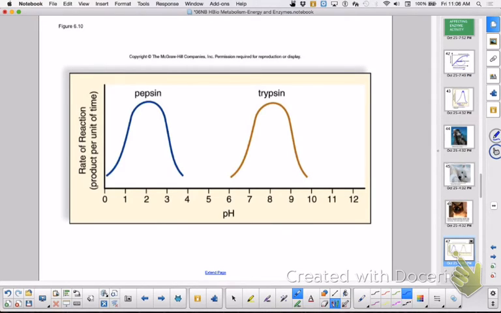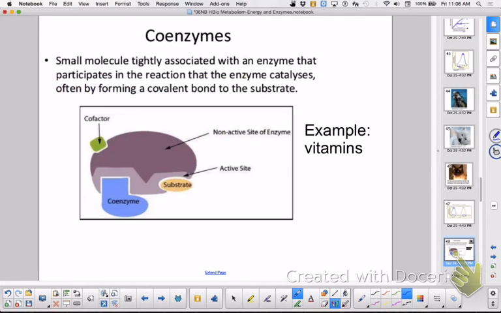Where do you think pepsin works? Stomach. Why? Because in your stomach the pH is very low. Trypsin and chymotrypsin work in your small intestines, and they need a pH that is slightly basic in order to function. And this is why you have things like Pepto-Bismol. It's all coming from that. So they work at a particular pH.